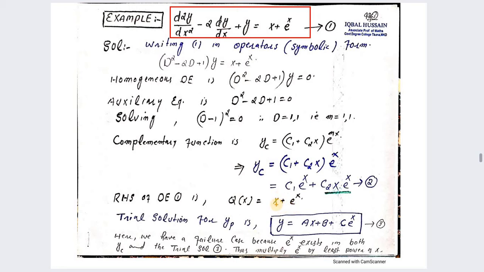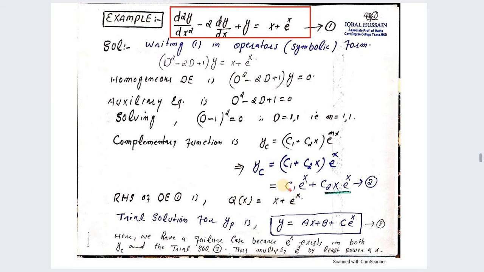For this linear polynomial, we will take the generalized form of the linear polynomial. For this x we take ax + b, and for this exponential we will generalize it and write c e^x. So this is the trial solution. This trial solution contains three terms. The first two terms are on account of this linear polynomial, and this is its generalization, and the last term is on account of this exponential function.